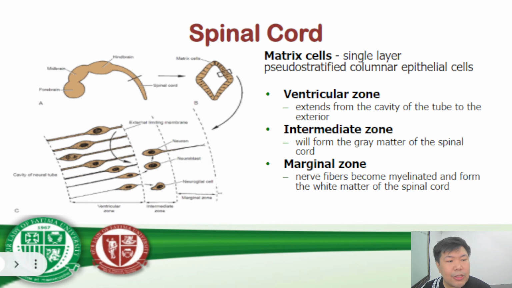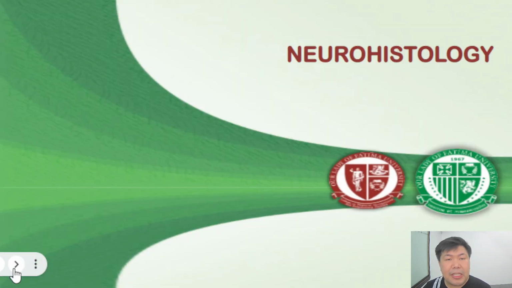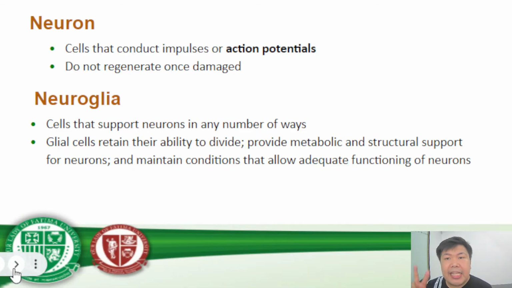So this time around, we'll be talking about neurohistology. We'll be talking about the cells that are found in our nervous system. Basically, there are two types of cells that are found in the entire nervous system. The first are the neurons and the second are the neuroglia. So neurons natin, these are cells that carry the impulses. So yung mga signals natin kanina, they are actually called action potentials. So the signals that are carried by your sensory neuron towards the brain and from the brain towards the motor neuron, no? Those are called action potentials, yung mga signals.